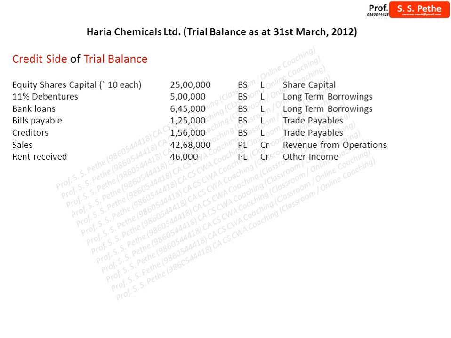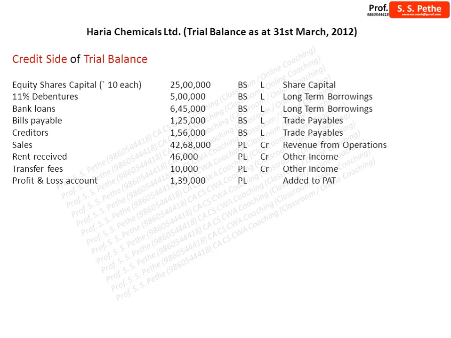Rent received, this is your income because it has a credit balance, it will go to the credit side of P&L under the head other incomes. Transfer fee, again it's a credit balance, it's your income, it will go to other income in P&L. Profit and loss account 1,39,000, P&L, add to the profit after tax.